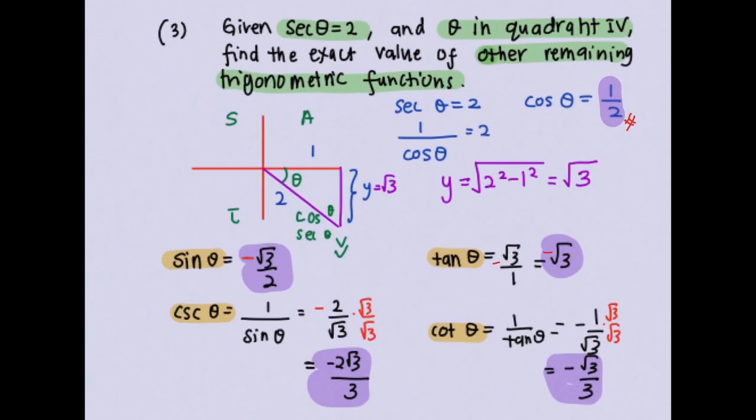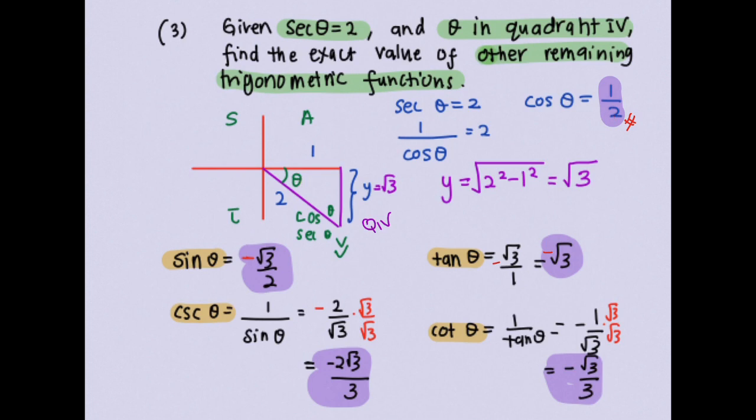Let's see question 3. Given secant theta is equal to 2 and theta is in quadrant 4. Find the exact value of the remaining trigonometric functions. So let's see what do we have here. We are in the fourth quadrant. So now cos and secant are positive numbers. So we have secant theta is equal to 2, so let us open up. This is 1 over cos. 1 over cos is 2, therefore cos is 1 over 2.